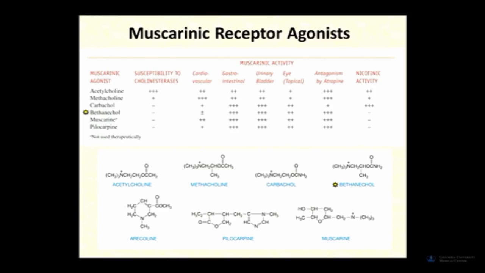So for this drug class, muscarinic receptor agonists, our prototypic drug is bethanechol, with a little star next to it. So here's acetylcholine. Please be expected to draw out the structure of acetylcholine on the next test.